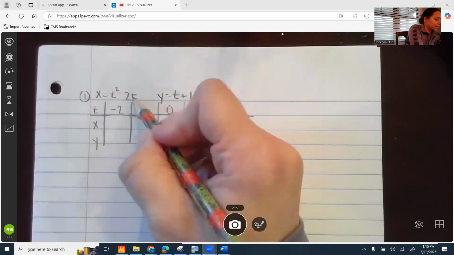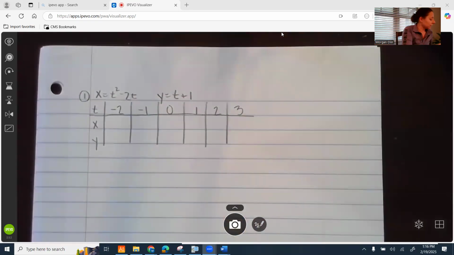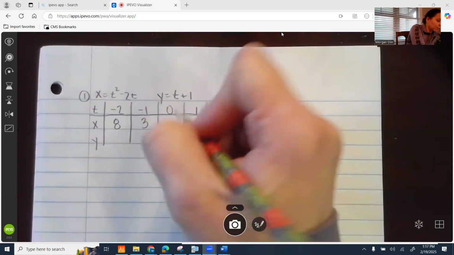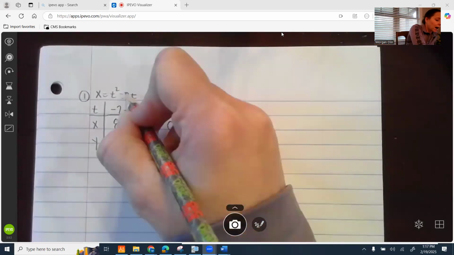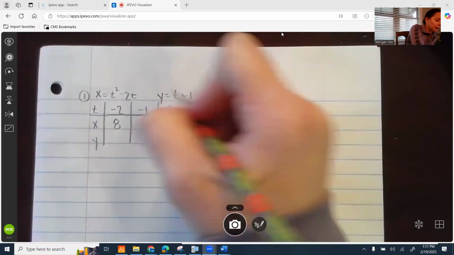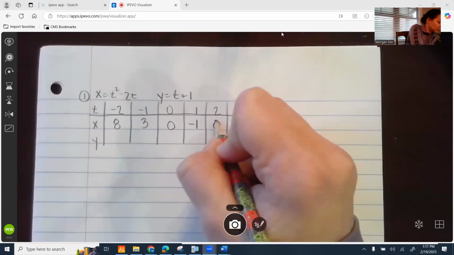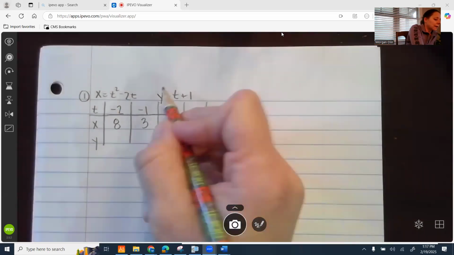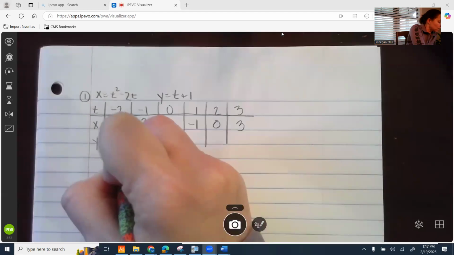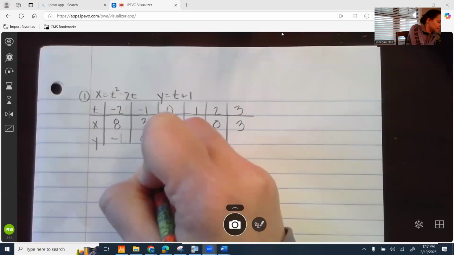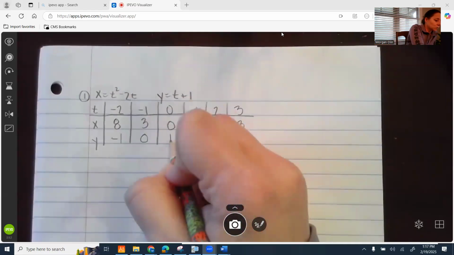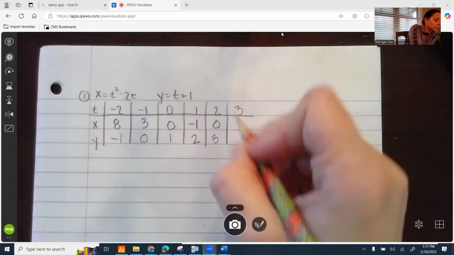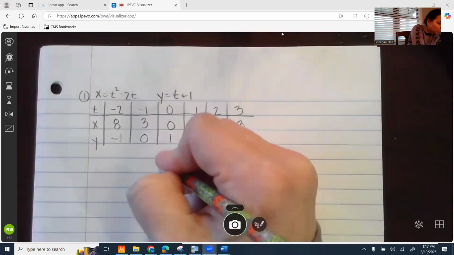Basically, it's plugging in each of these t values into each of these. All right, so if I plug in -2, and I'm just going to do this very quickly, that's going to be 8. Now, if I plug in -1, I get 3. If I plug in 0, I get 0. If I plug in +1, I get -1. If I plug in +2 into x, I get 0. And then if I plug in 3 for t, I get 3. And now we would do the same thing for y: -2 plus 1 is -1, -1 plus 1 is 0, 0 plus 1 is 1, 1 plus 1 is 2, 2 plus 1 is 3, and 3 plus 1 is 4.